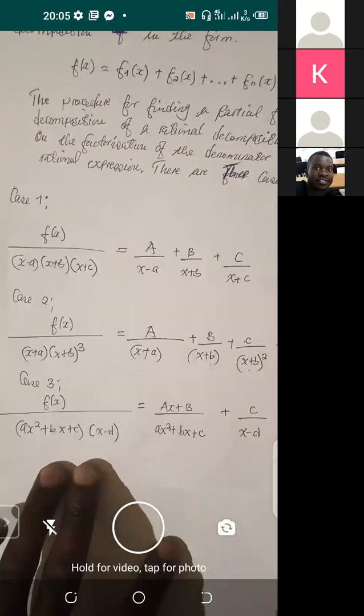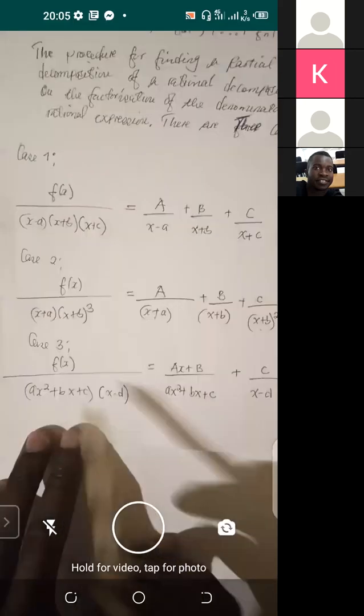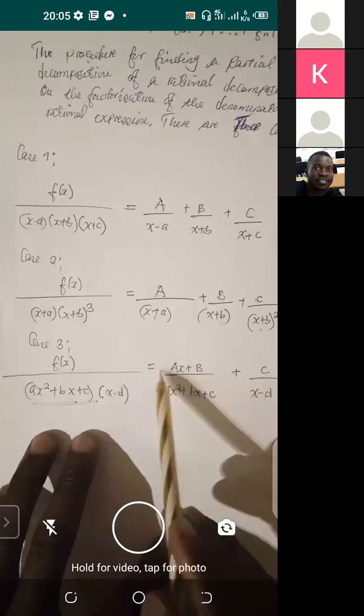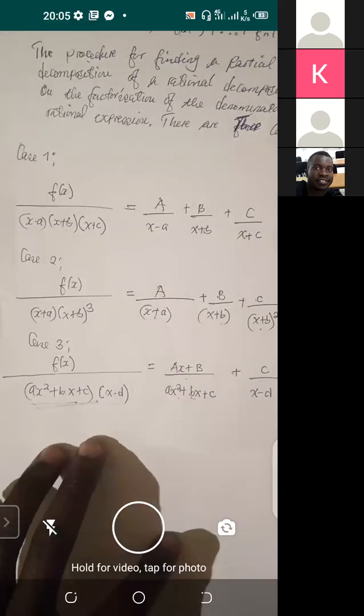Then when we have the denominator in quadratic form, we have f of x over the quadratic expression. And if this one cannot be factorized any further, then you are going to have something like ax plus b over x squared plus bx plus c, then plus c over this linear term there.